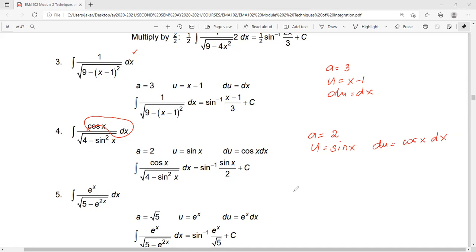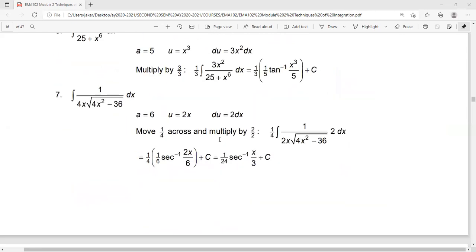Another example is number 5. So this time, you have a non-perfect square for your real number. So your a is the square root of 5. No problem with that. You can write it as square root of 5, or you intend to find the exact value. It's fine. Your u is e raised to x, because e raised to 2x, when you take the square root of that, that's e raised to x. The du of this is e raised to x dx. So the purpose of the e raised to x here is to represent the derivative of the u. The same thing, you have the answer, the arc sine of u, which is e raised to x over the a, which is square root of 5. Any question? Okay, I hope it's clear. There is no question. We proceed with 6 and 7.